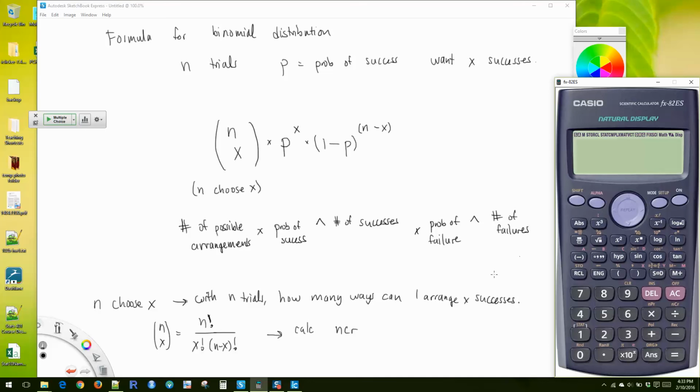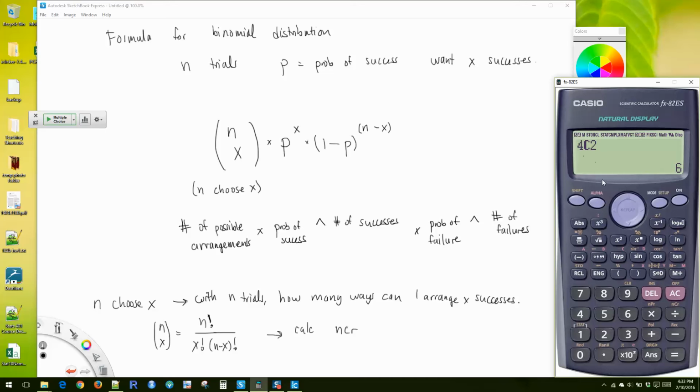You can test this out and say, well, if I have four trials and I want 2 successes, how many ways can I arrange that? Well, we saw that there were 6 possible arrangements. So 4 choose 2, if I hit enter, will give me 6. On your calculator, you may have to hit the math or PRB button and use your arrows to get nCr, and you should be able to do 4 nCr 2, and that should give you 6. If you have a different calculator and you can't find it, no worries.